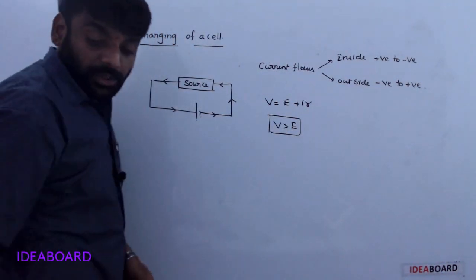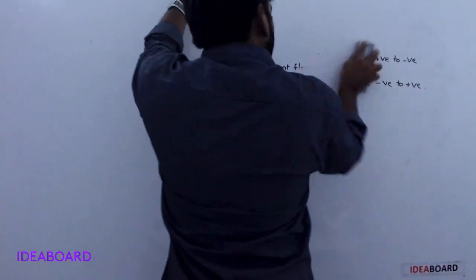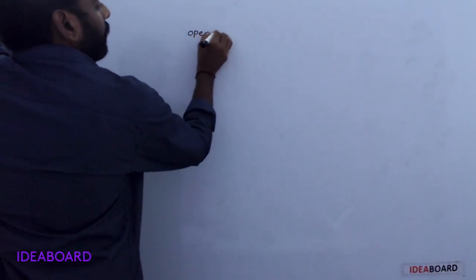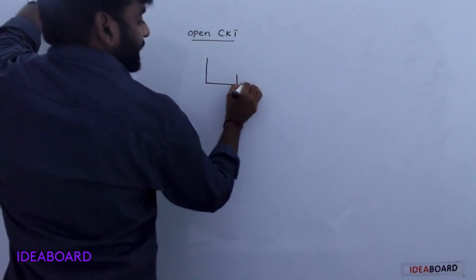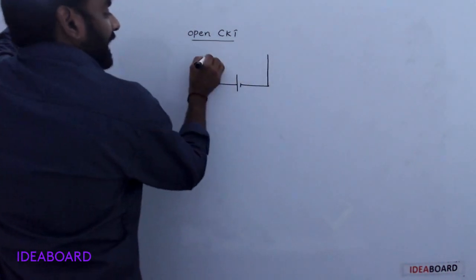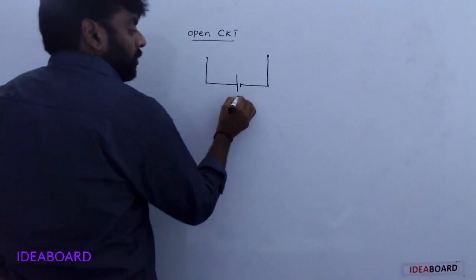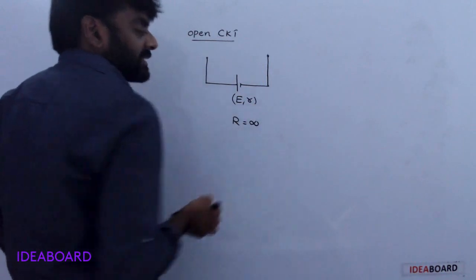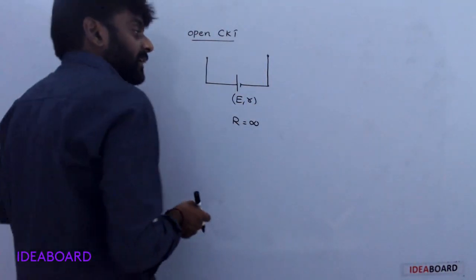Next, open circuit. Open circuit means infinite resistance is connected to the battery terminals. That means these two terminals are open. Open in the sense that external resistance is infinity.